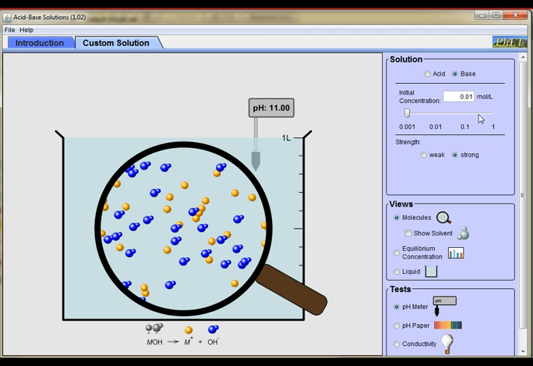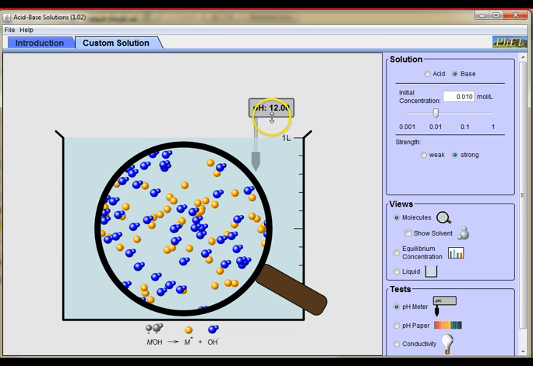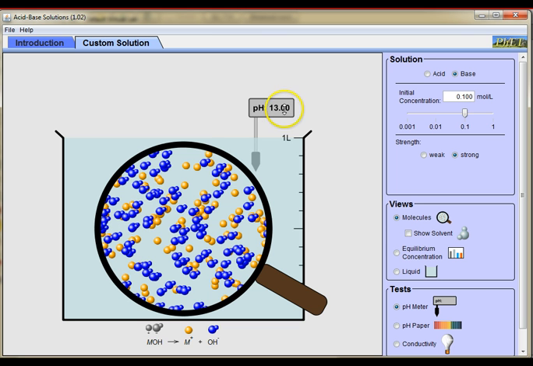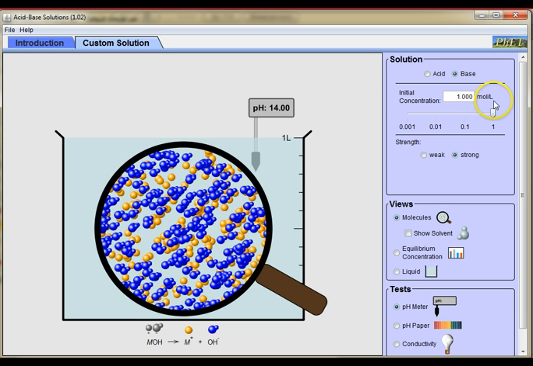Let's do that, and there you go, you got a pH of 12. Do the same again, increase the concentration by 10 times, so we'll make it 0.1, and you got a pH of 13. Now let's make it 1 mole per liter, a very strong base. And you see that the pH is 14. That's basically your pH scale. That's the end of your pH scale.